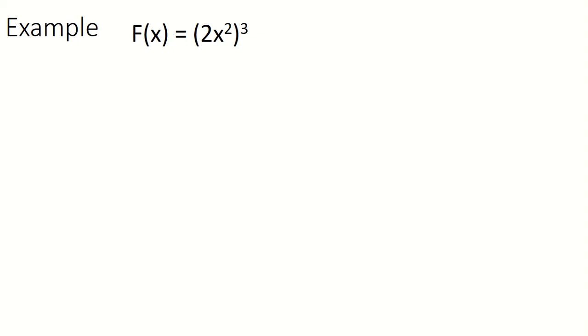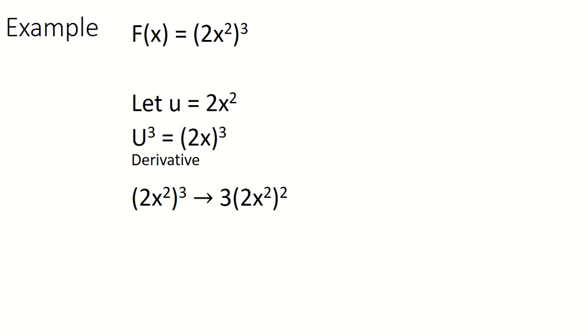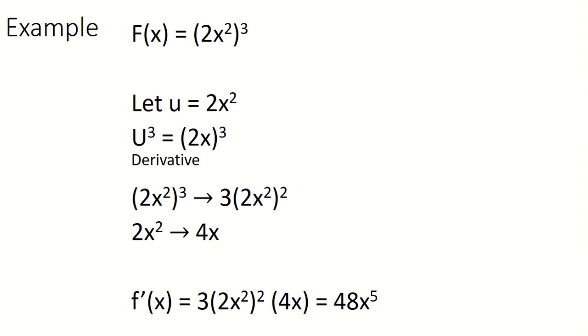Unahin sa labas. Ano bang exponent sa labas? Di ba 3? So that becomes 3 times 2x squared raised to the power of 2. And then, sa labas, tapos na. Sa loob, ang loob natin ay 2x squared. Ang derivative dyan ay 4x. So, i-multiply labas times loob. That is 3 times 2x squared raised to the power of 2 times 4x. We know that 2x squared squared is 4x to the 4th, times 3 times 4 times x, that is 48x to the 5th. So, the derivative of 2x squared raised to the power of 3 is 48x to the 5th.